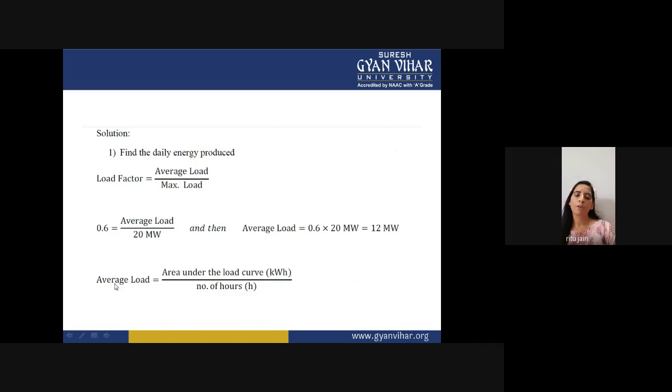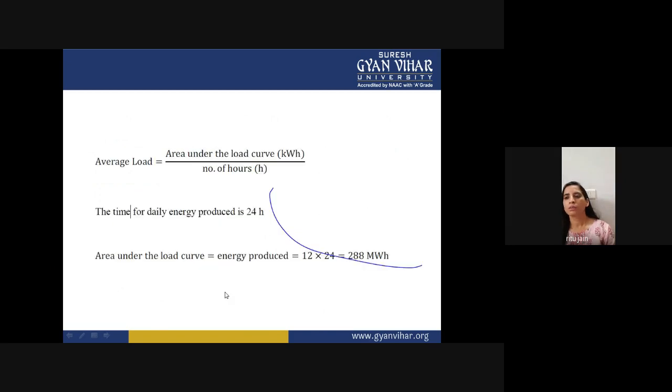What is the formula of average load? Area under the load curve upon number of hours. So the number of hours is 24 hours, and the area under the load curve in kilowatt hour is the energy which is being produced. So 12 multiplied by 24 is 288 megawatt hour. So this is the energy produced by the power plant.